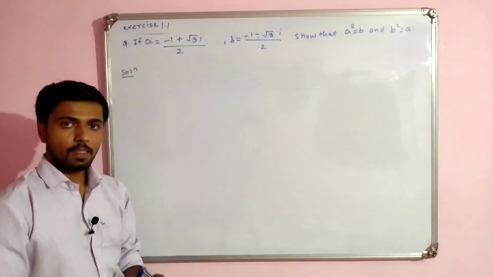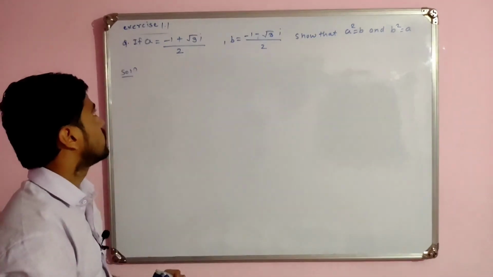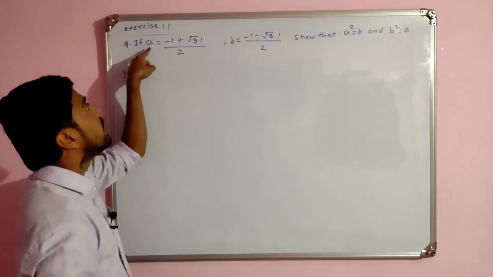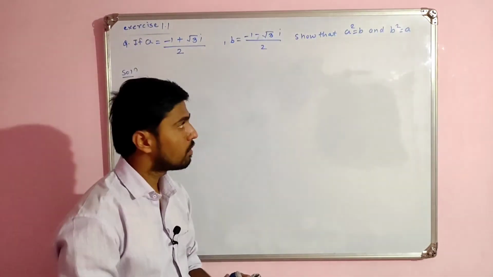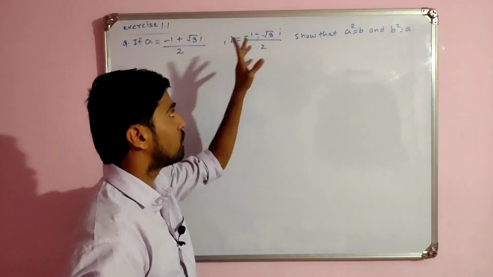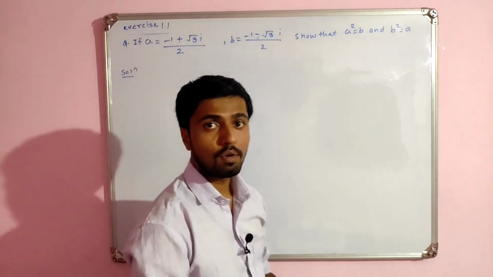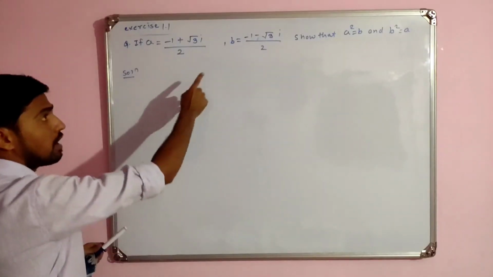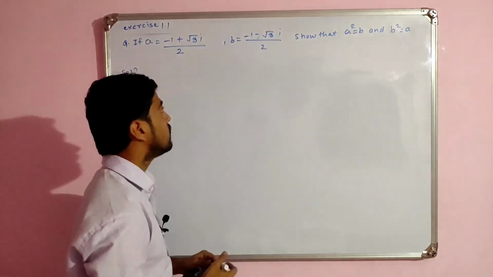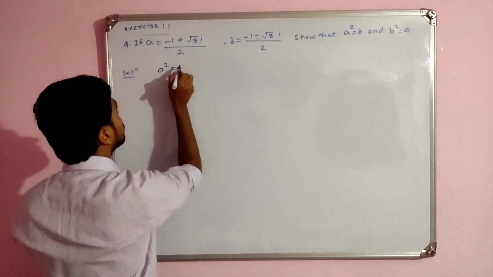And the last question in this lecture is, if a is equal to minus 1 plus root 3i upon 2 and b is equal to minus 1 minus root 3i upon 2, then show that a square is equal to b and b square is equal to a. So we have to prove a square is equal to b. a square is equal to b.